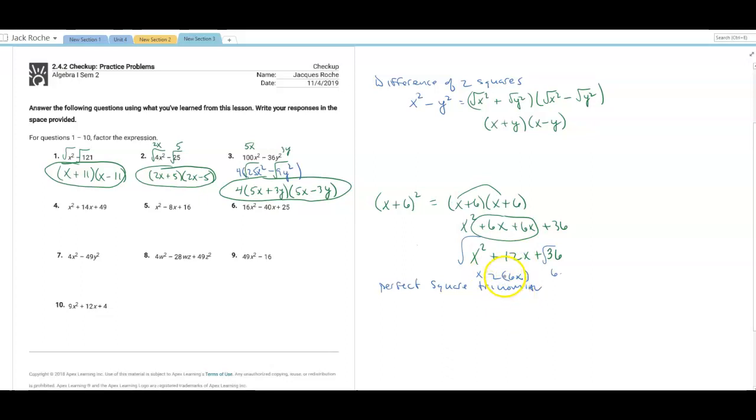Anytime that happens, what you end up getting is the square root of the first term plus or minus the square root of the second term, all squared. Alright, let's take a look at this.